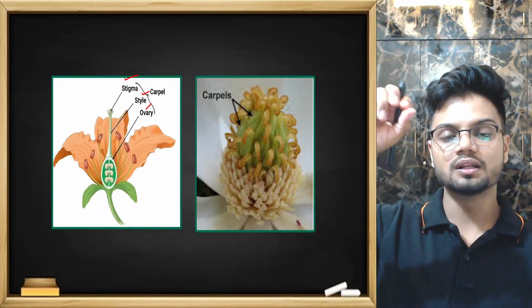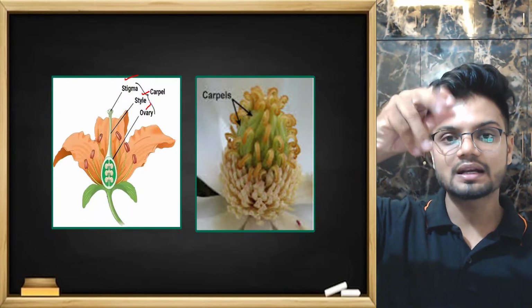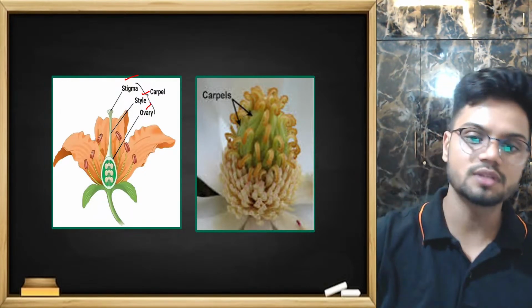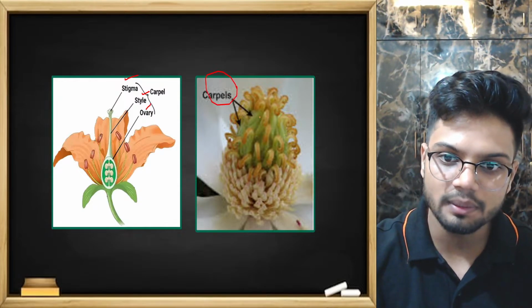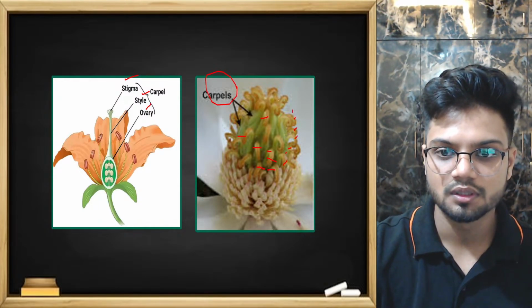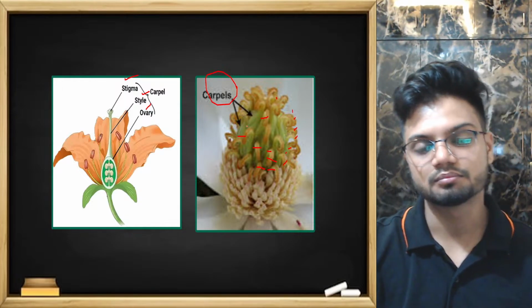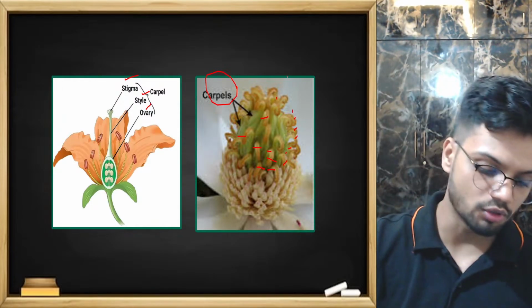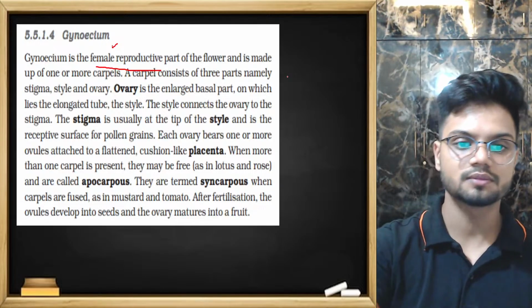The entire hand is a pistil and it has many carpels in it. A pistil has many carpels in it. Can you see here? Multiple carpels, multiple carpels are there. This is called a pistil. The entire thing is called a pistil. Understood all of you? Understood the difference?